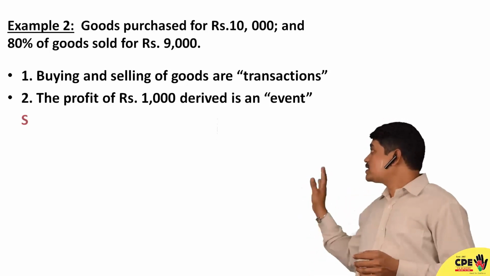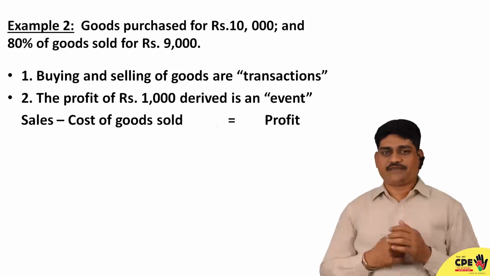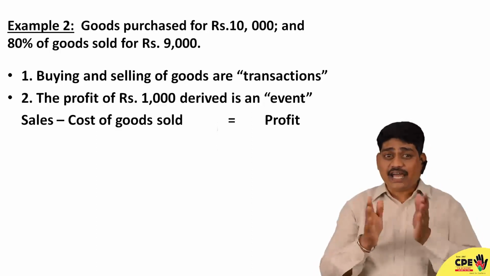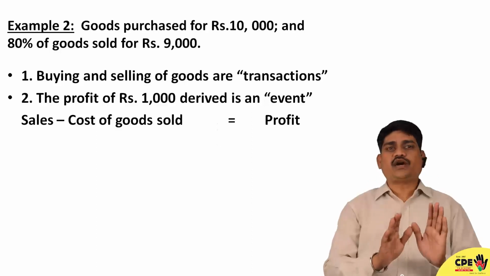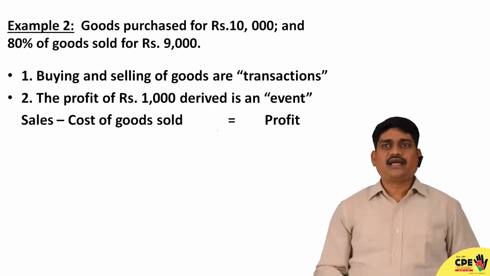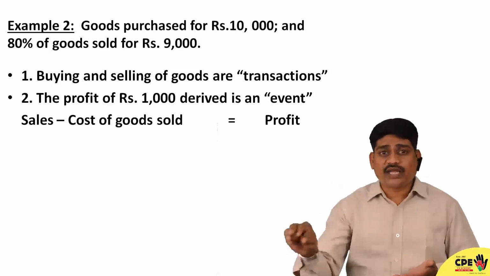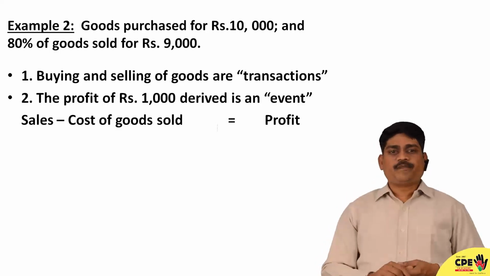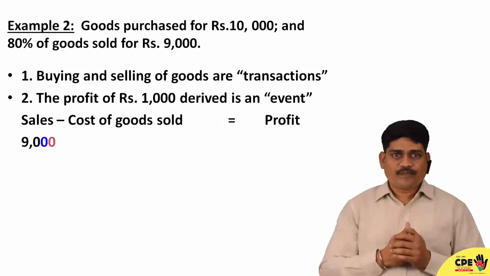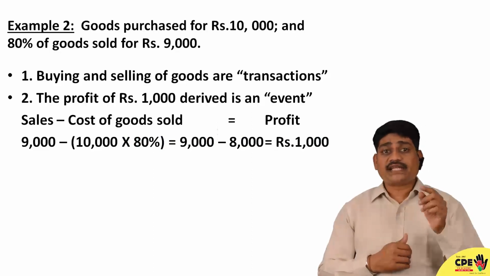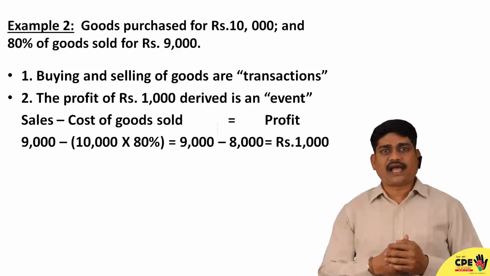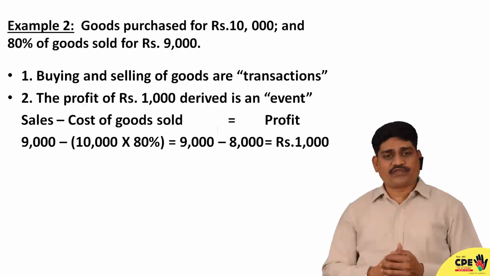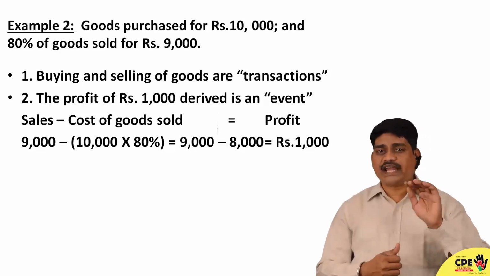How will we calculate the profit here? Sales minus cost of goods sold is equal to profit. We should not consider the total cost, dear students, because we are not selling the entire part of the goods. We just sold out 80%, so we should consider the cost portion of goods sold only, known as cost of goods sold. Hope everyone understands. Good. So here sales revenue is 9,000 and total cost is 10,000. So 10,000 into 80% only we should consider as cost of goods sold. So 9,000 minus 8,000, 1,000 rupees is our profit. So this profit is an event.